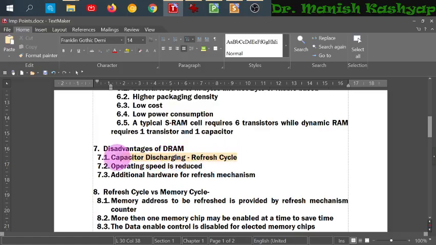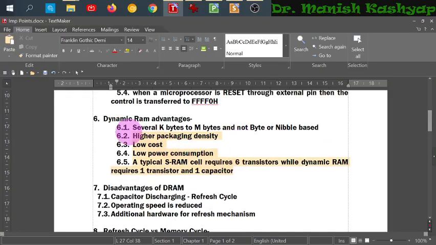This refreshing of the capacitor requires separate circuitry, and that is why the operational speed is reduced, as well as additional hardware for the refresh mechanism being required, right? So that is why DRAM is disadvantageous for us. The refreshing mechanism is the major point. But again, since DRAM has these advantages, we will be using DRAM for our purposes, right? Because it is very cheap as compared to SRAM.